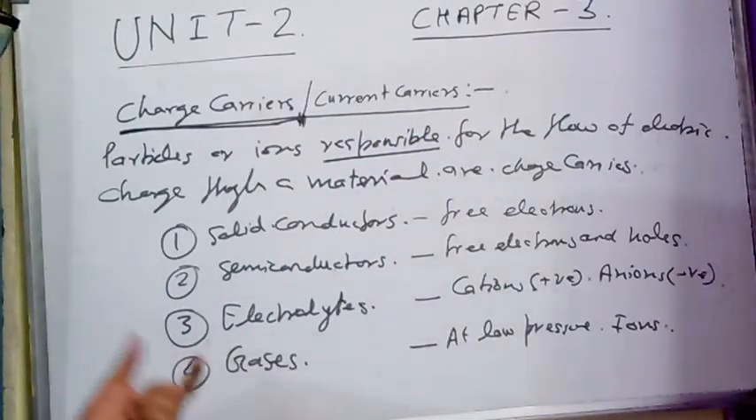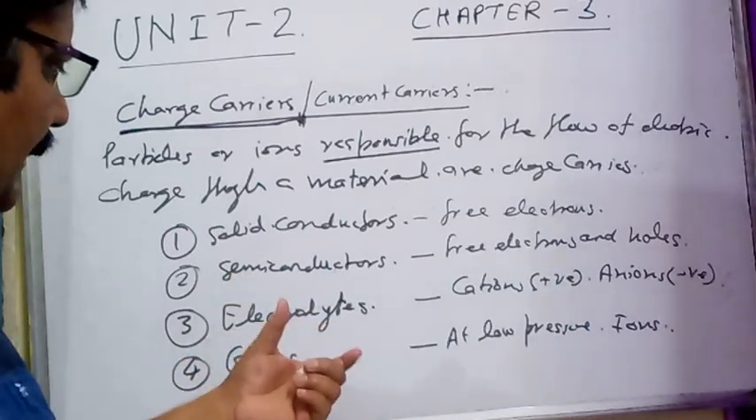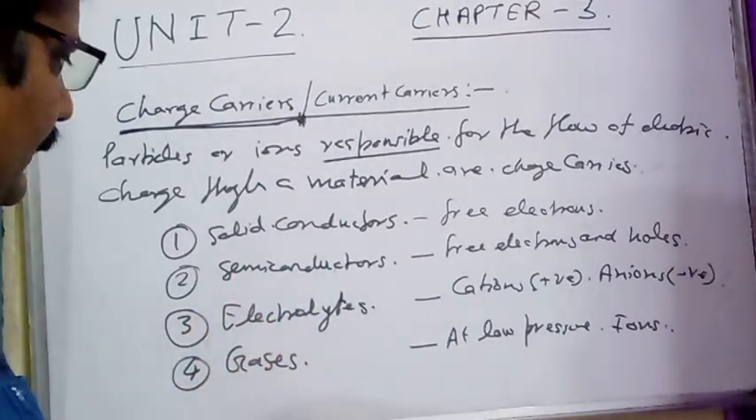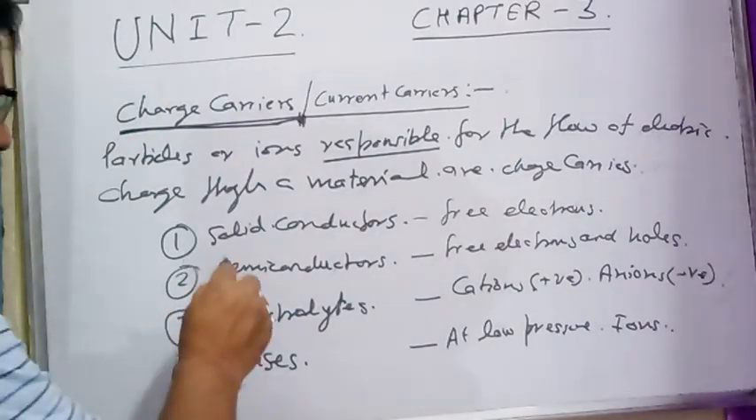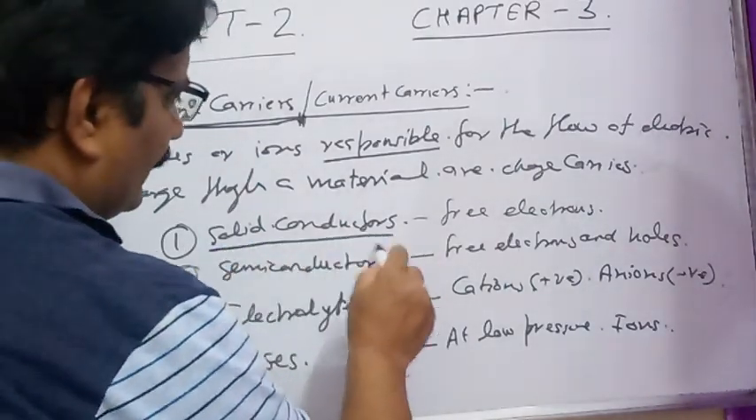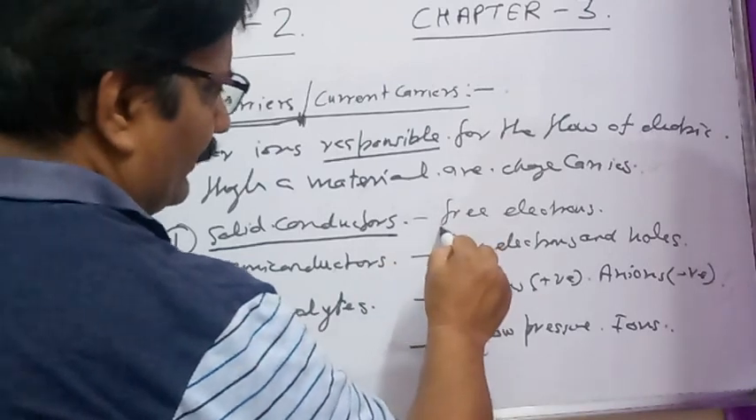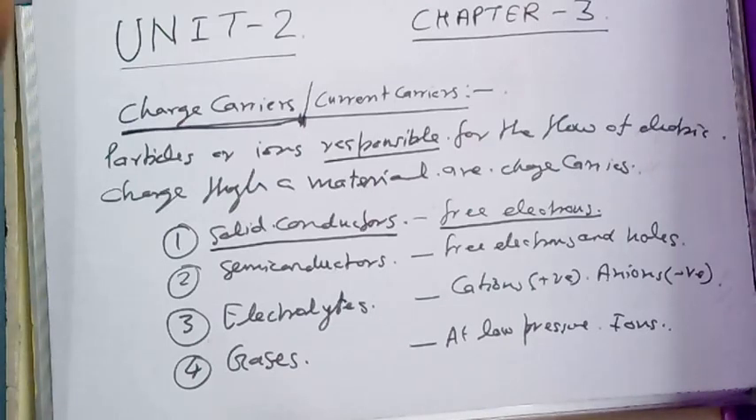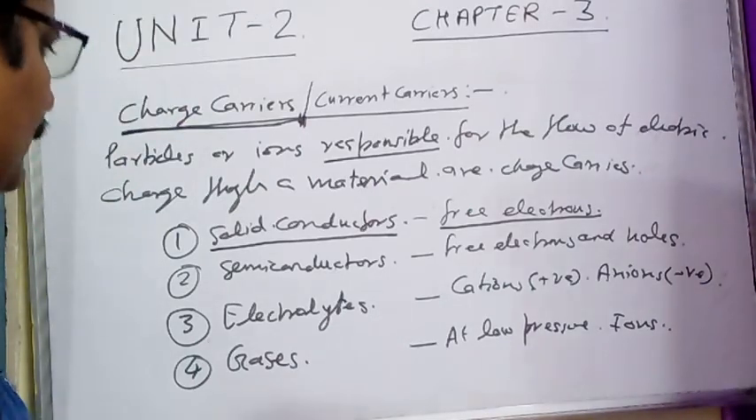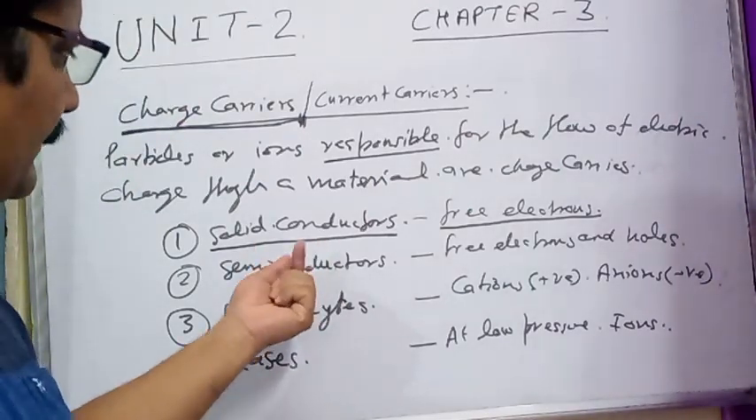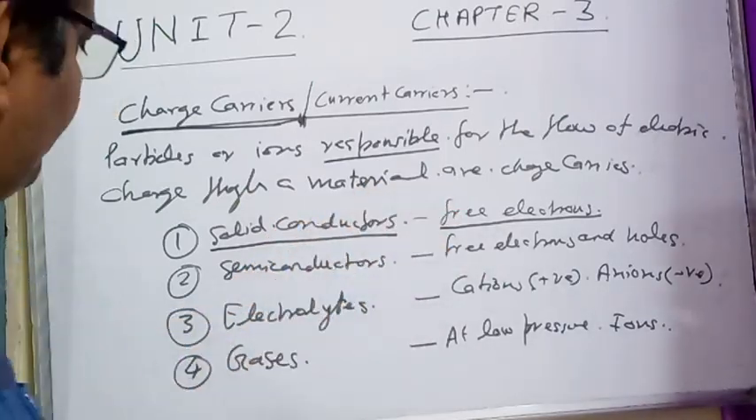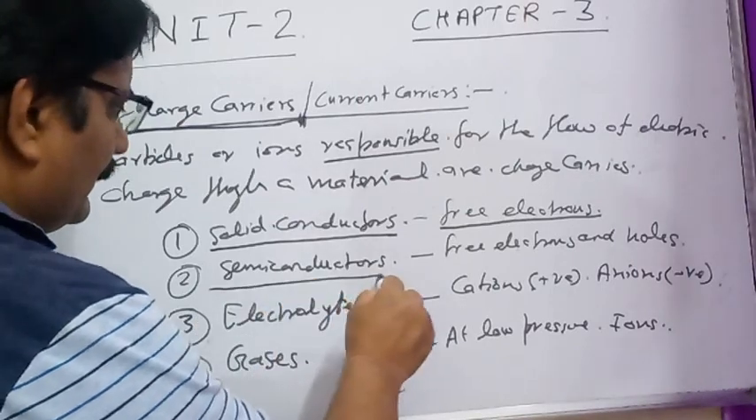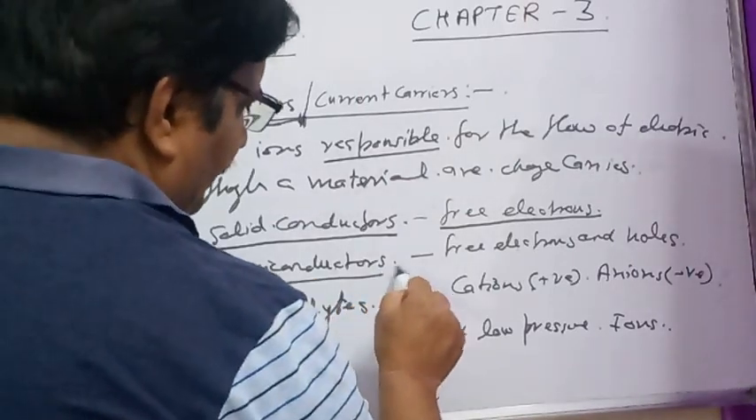So what are the charge carriers in the case of different types of conductors or different types of materials which conduct electric current? In case of solid conductors, or you can say metallic good conductors, free electrons are the charge carriers. In case of metals, free electron density is quite high, and these free electrons are responsible for the flow of charge or electric current.